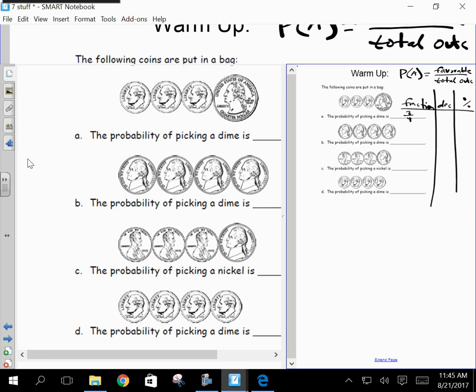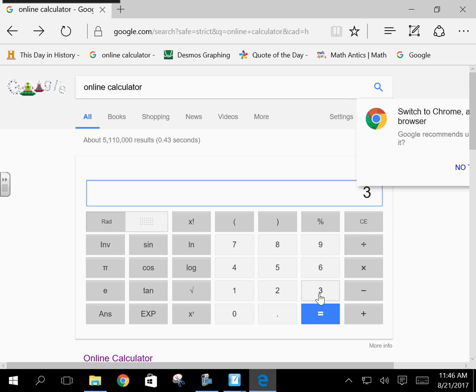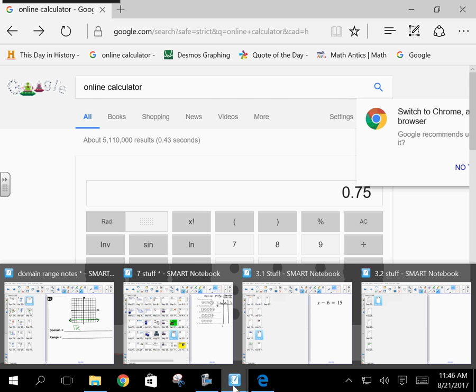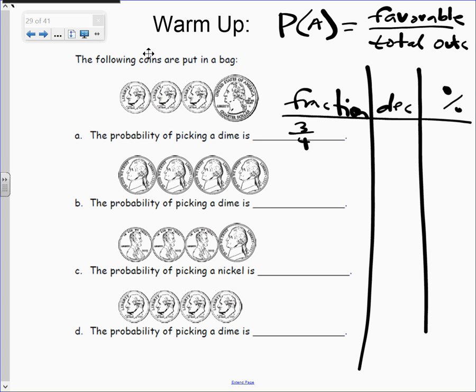To make a fraction a decimal, just do exactly what the fraction says to do. In other words, watch this. I got my calculator up here. 3 divided by 4, 0.75. So in fraction form, it's 3/4, or in decimal form, it's 0.75.